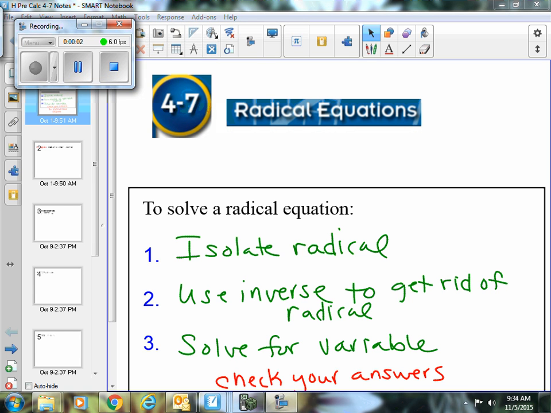All right, everybody. Today is going to be a quick review of solving radical equations. Section 4.7 is all about the inverse, or the opposite operations, of polynomials.